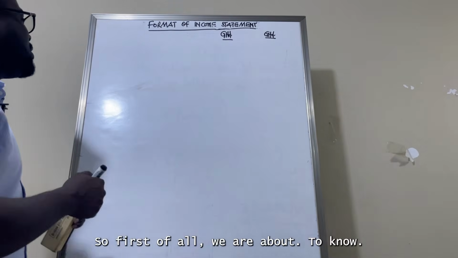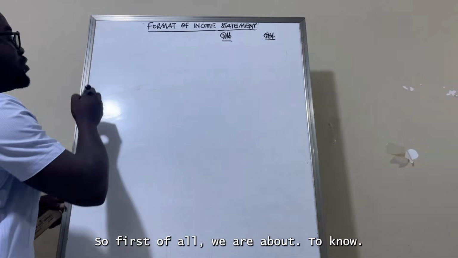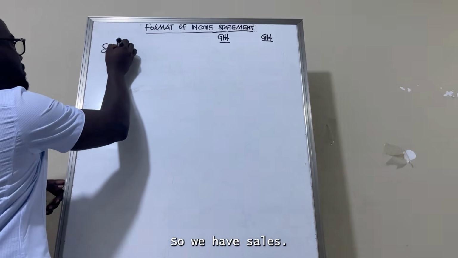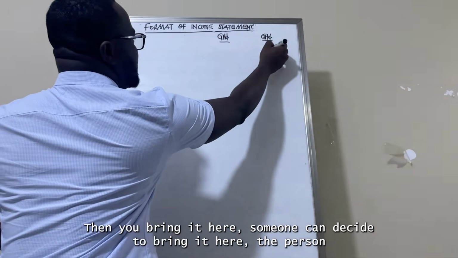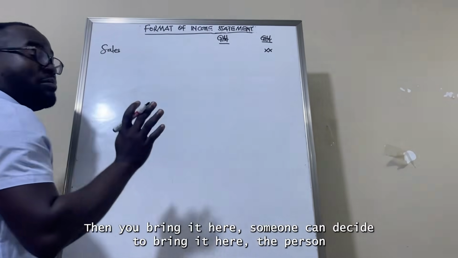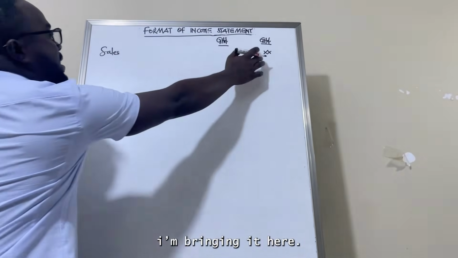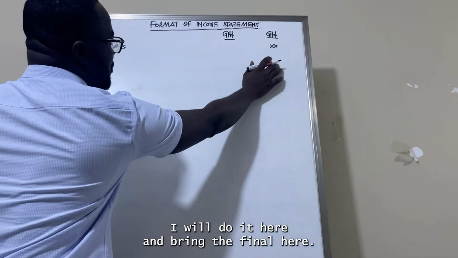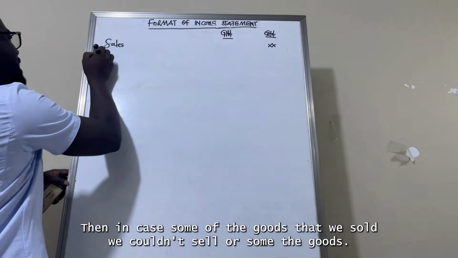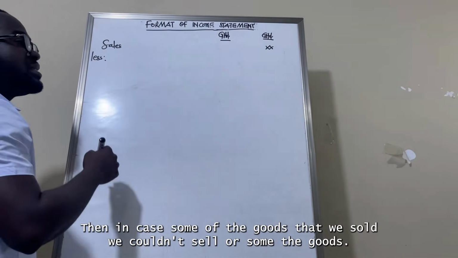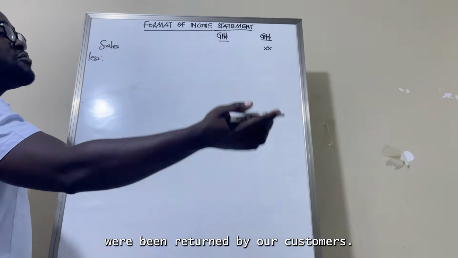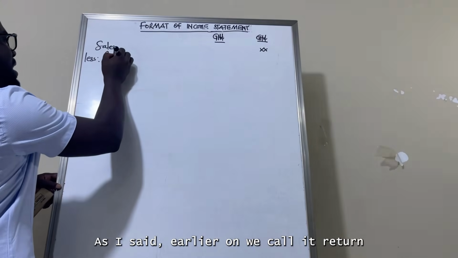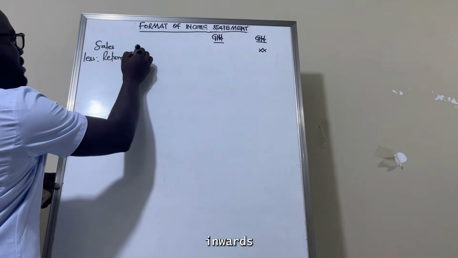Okay, so first of all, we are about to know our sales. That's the selling price. So we have sales, then you bring it here. Someone can decide to bring it here. The person's not wrong, please. I'm bringing it here, so if there's any calculations that I'm going to do, I will do it here and bring the final here. Then, in case some of the goods that we sold were returned by our customers, as I said earlier on, we call it return inwards.